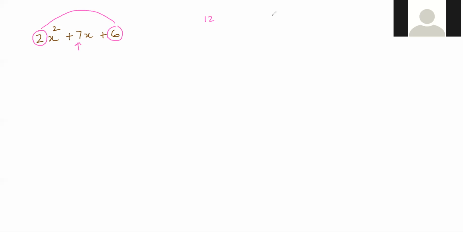You break this 12 into 1 times 12, 2 times 6, or 3 times 4. Now check which of these pairs has a sum of 7. So 3 times 4, you will be choosing this one. So we will break this 7x into 3x plus 4x. So this is 2x squared. Now it's better if you write 4x over here, and then this is 3x, and then you have plus 6.